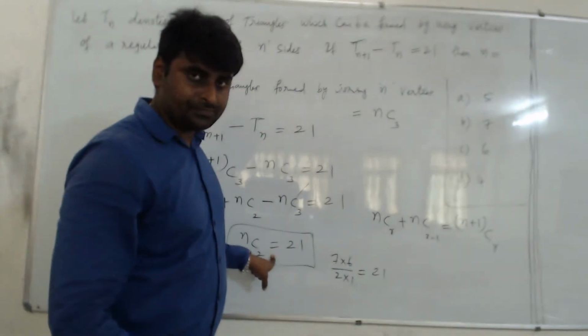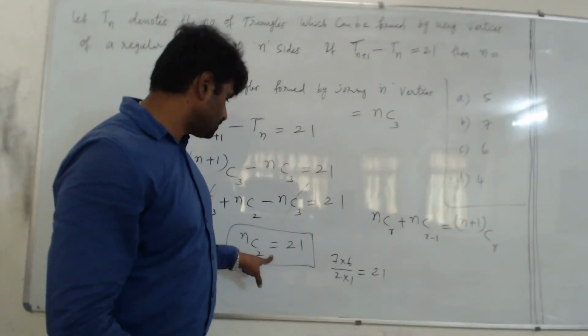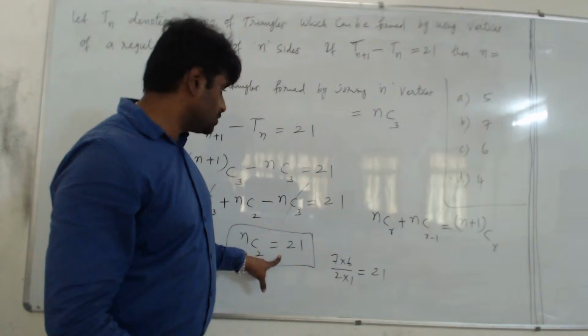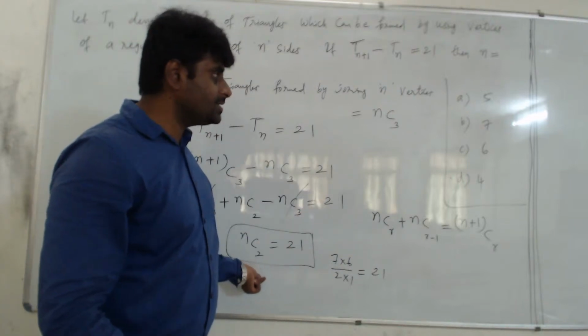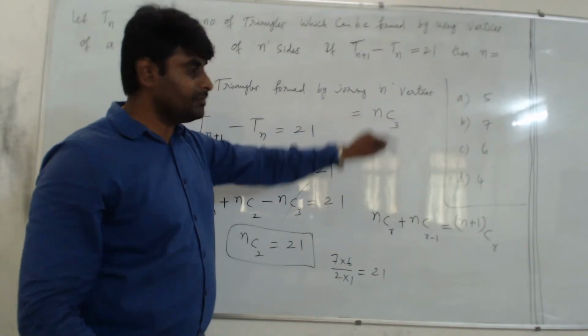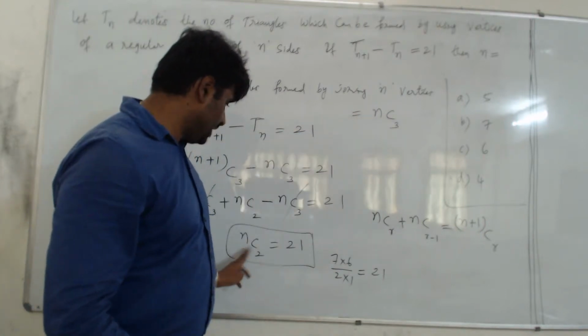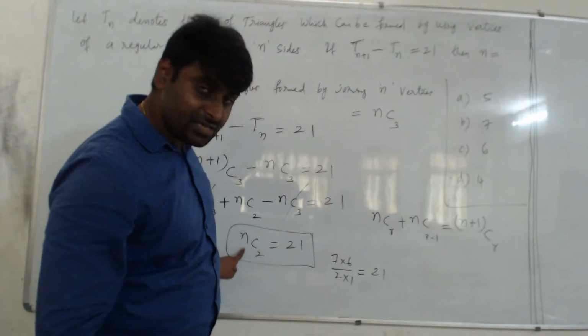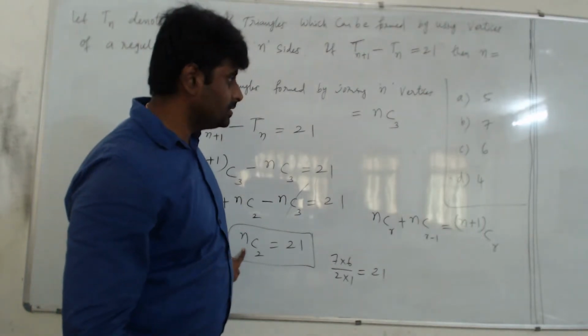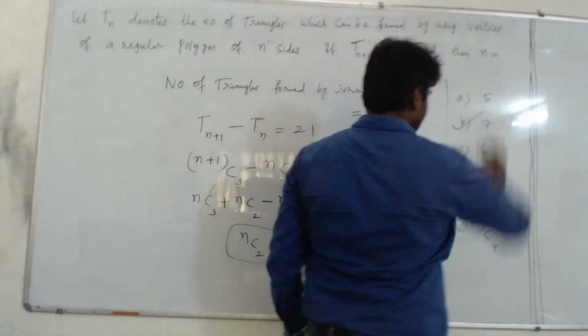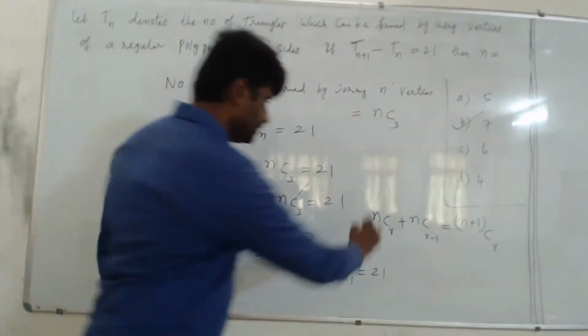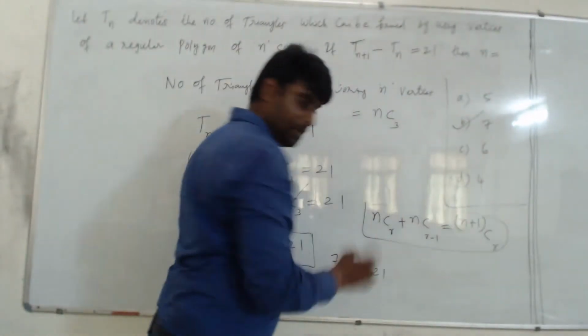We no need to solve. Okay, generally for objective type, we should not waste our time by solving it completely. So in the end, just we can get the answer from verifying the options there. So nC2 is 21, that means n must be 7. So which option will be correct here? B. Clear? Make note of that.